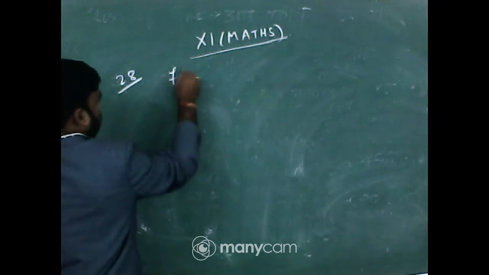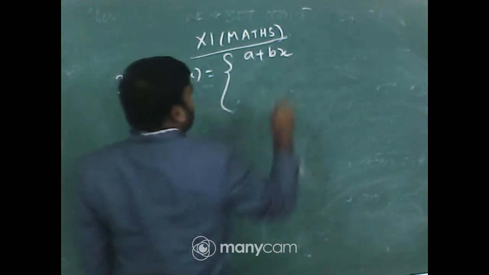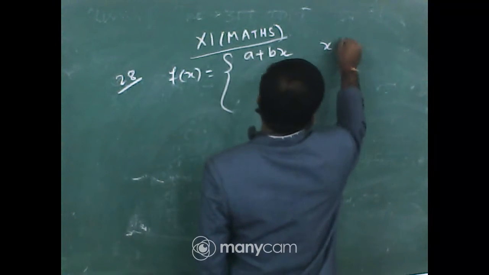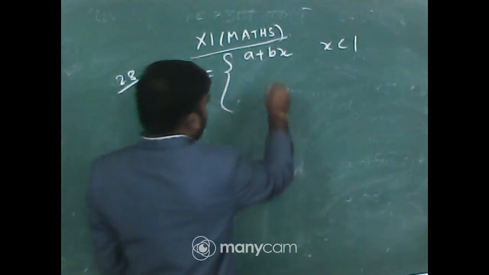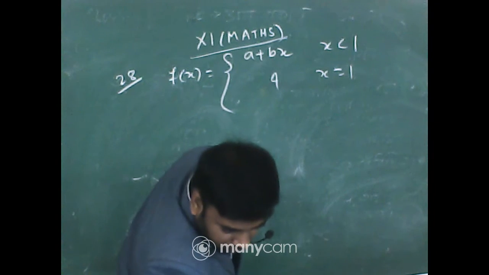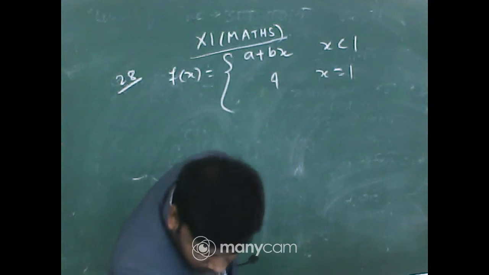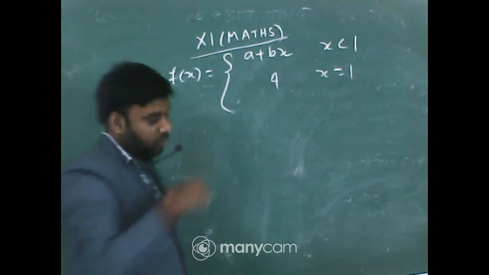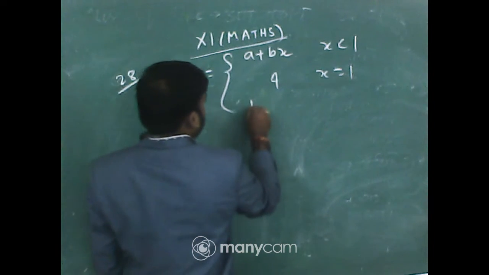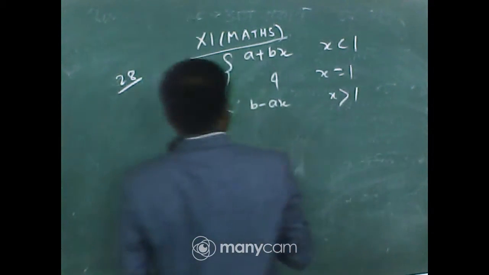fx equal to a plus bx when x is less than 1, 4 at x equal to 1, and b minus ax when x is greater than 1.